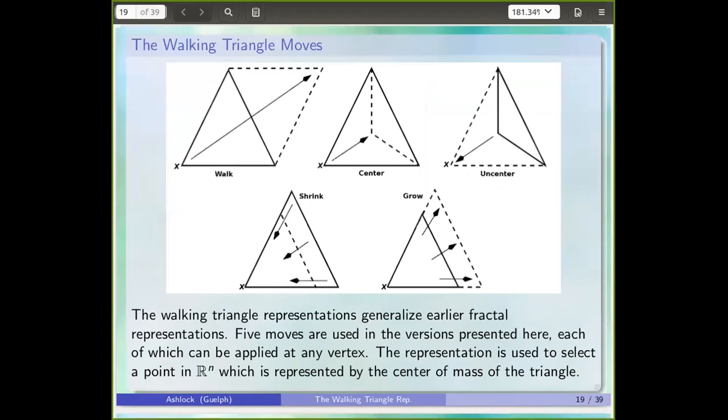There are the moves you can make in walking triangle. You can either flip one vertex across a face. You can move a vertex to the center of mass. You can reverse that. It turns out that's an invertible operation. Or you can contract toward or expand away from a vertex. And that means we have five moves. Each one also has to say a vertex. So we've got five times the number of dimensions, which is a not terribly large number of moves, and it scales linearly with the dimension.